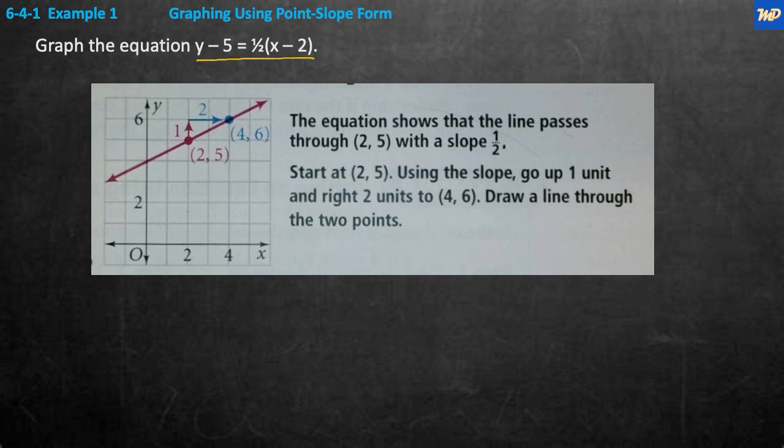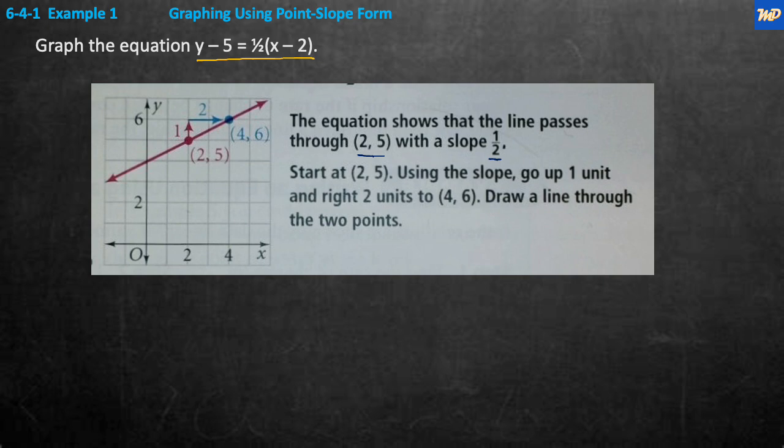Now, with that information is all you need to graph that line on that graph there. So what do we do? The first thing they're going to tell us is, we're going to go right here. I'm going to change my line color. They're going to say the equation shows that the line passes through point 2 comma 5 and it has a slope of 1/2.